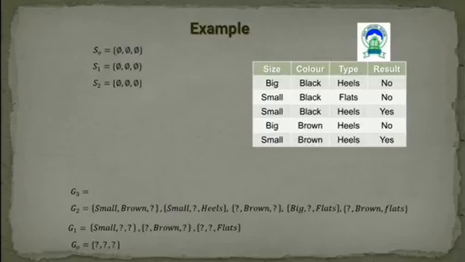So let's compare this. Small with small, match. Brown with black, no match. Question mark with hills, match. But the result here is no, and here yes. As it is a no match, we have to just eliminate this. Okay, guys. So just eliminate this.